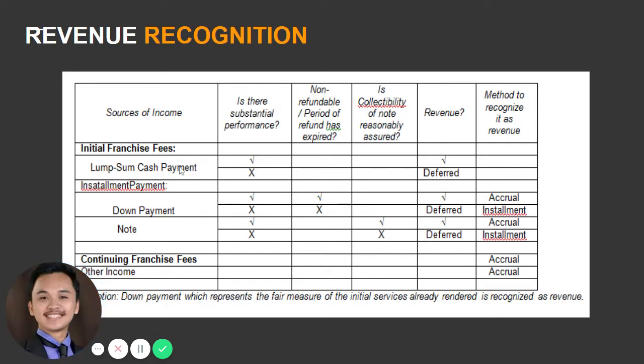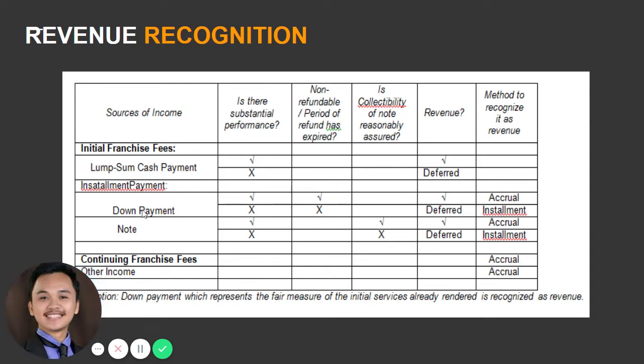So that means if there is already substantial performance, then we recognize the revenue in its entirety. However, if there is no substantial performance yet, then regardless of whether it's a lump sum payment, we still need to defer the recognition of revenue. So later on, we will identify when we can say that there is substantial performance already.